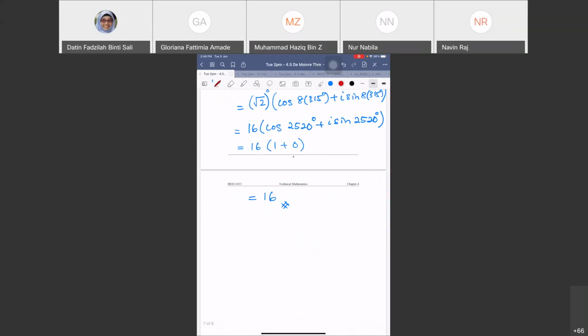Okay, so that's all for our chapter 4. Your chapter 4 ends here. So we finish complex numbers. That means you can do your last assignment question, question 3 if I'm not mistaken, assignment 3. You have to apply De Moivre's theorem. Whenever you see a power, definitely it's about De Moivre's theorem.